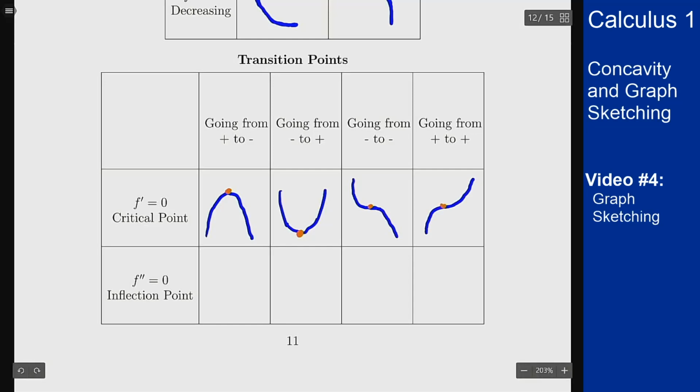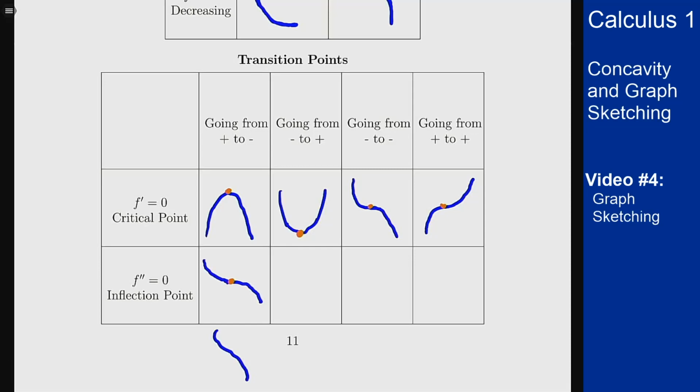Now what about inflection points? At an inflection point, I'm changing concavity. So if it's going from plus to minus, I'm going from concave up to concave down. That's going to be something like I'm concave up, and then at this point I flip and start going concave down. You don't have to have a horizontal tangent here. It could be a sloped line as well. Something like concave up into concave down, but you're switching concavity. You're going from bending upwards to bending downwards.